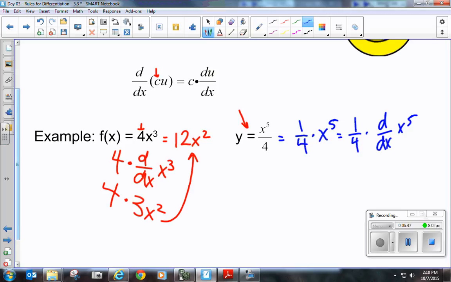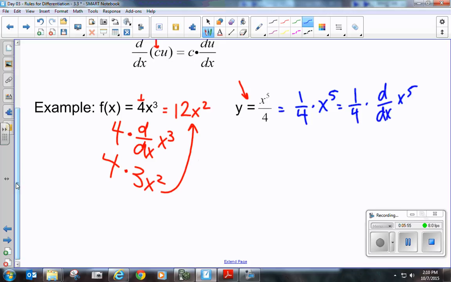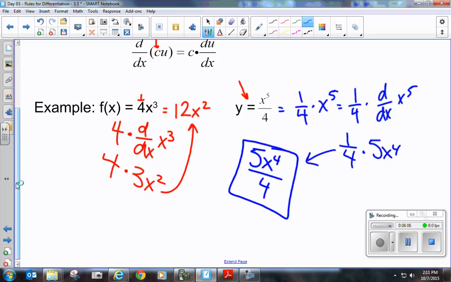Now how easy is the derivative of x to the 5th? Who can tell me what's the derivative of x to the 5th? 5x to the 4th. So now I have 1/4 times 5x to the 4th. Oh, you just split them up. Yes, and that will give me 5x to the 4th over 4. That would be a lot easier than using the quotient rule, which I will show you in a minute or two. All right? That's a lot easier than doing that difference quotient, isn't it? But if you can handle the difference quotient, this is cake. All right?